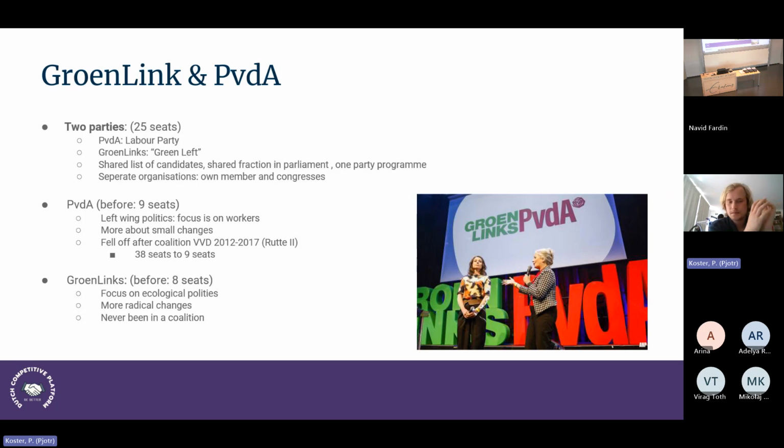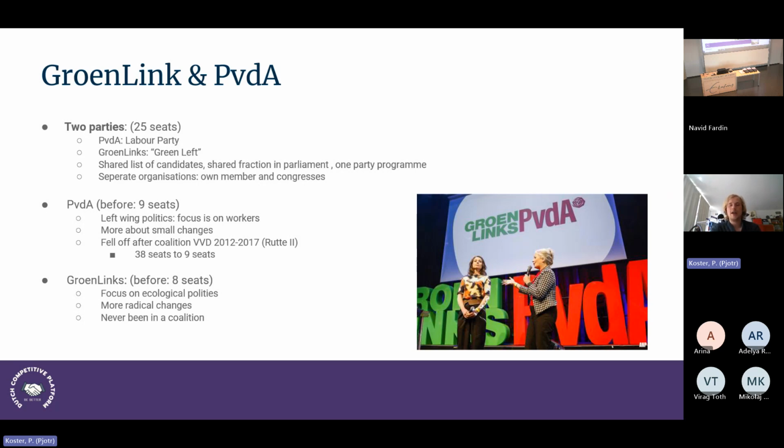The Labour Party mainly focuses on left-wing politics, so it focuses on workers, labor rights, all that kind of stuff, and it's more about small changes. And the main thing is they were quite big for a long time, especially historically. But after the coalition that they had with the VVD in 2012 to 2017, which was one of the coalitions where the right actually worked with the left, they fell from the 38 seats they had during this coalition to 9 seats afterwards.